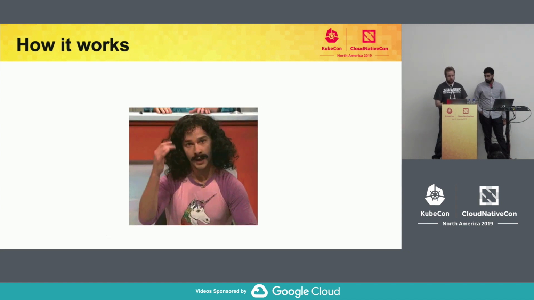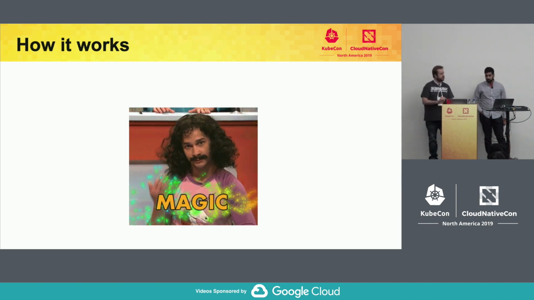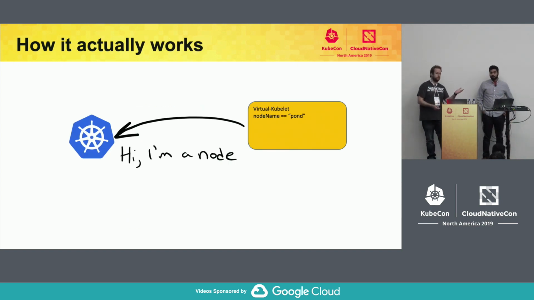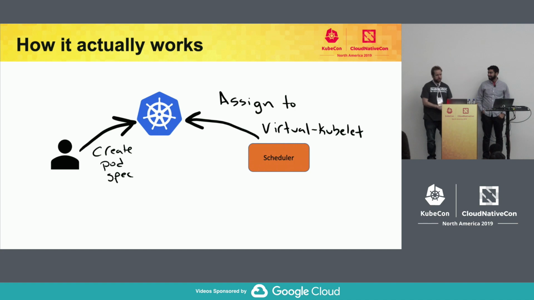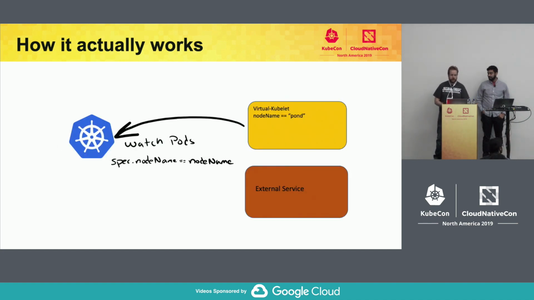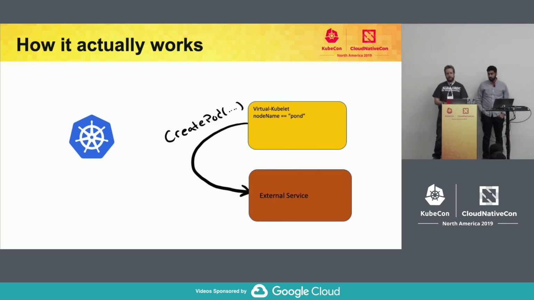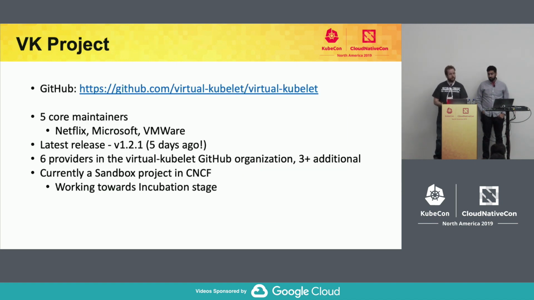So how does that work? Mostly magic, but not really. Just like the kubelet, virtual kubelet comes online. It says, hi, I'm a node. What's up? You create a pod. It says, oh, this is supposed to go to virtual kubelet, so let's go ahead and do that. And so virtual kubelet's watching the API server for pods assigned to it. And then it says, oh, I have a pod. I need to go ahead and create that pod. So, really quick, that's how kubelet works, and that's how virtual kubelet works.